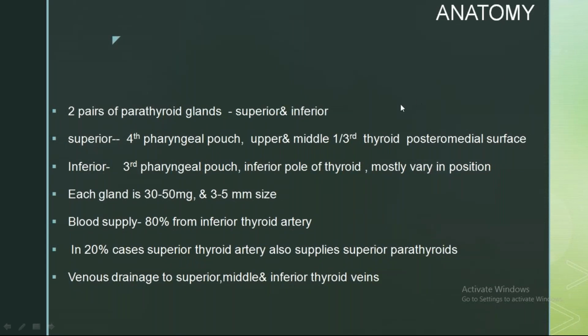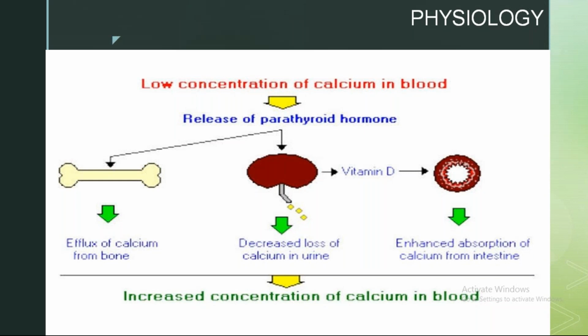So one important point you again need to consolidate is superior parathyroid originates from the fourth pharyngeal pouch and descends upwards, whereas inferior parathyroid gland develops from the third pharyngeal pouch and descends downwards along with the thymus gland. So this comes under the basic embryology of parathyroid glands, which you need to remember.